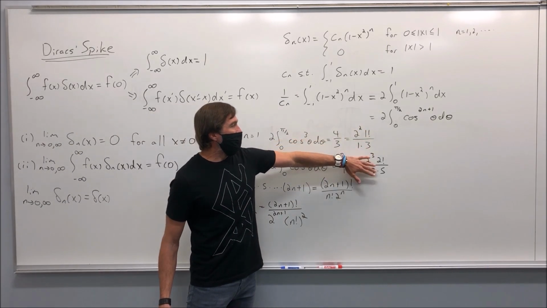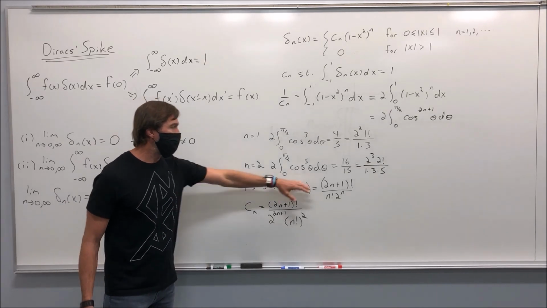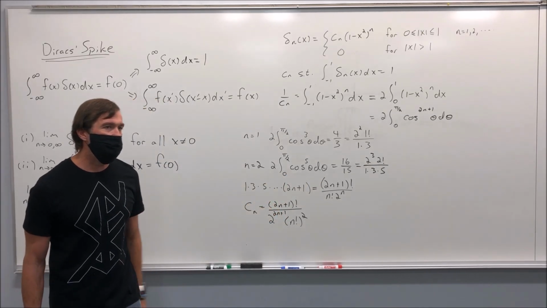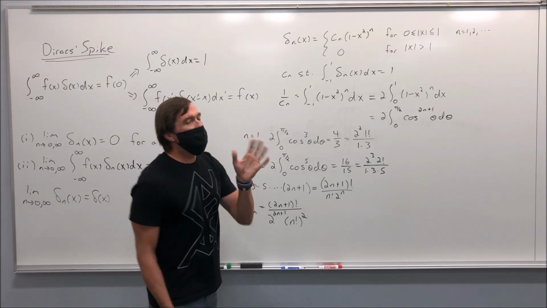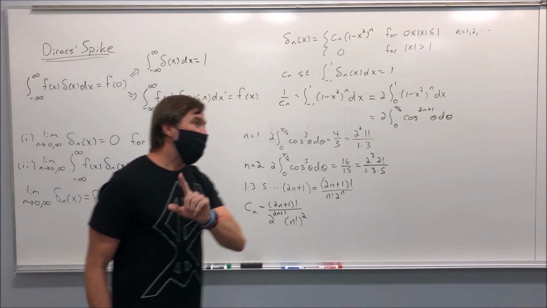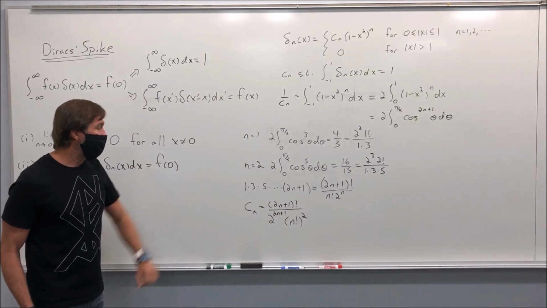But no, the reason I was writing it like this is to understand the pattern that was emerging. And then the pattern needed a little bit of rewrite. But anyway, that's the form of these Cn. Now, you'll understand why I'm calculating the Cn in just a moment. Okay, but there's our form of the Cn.